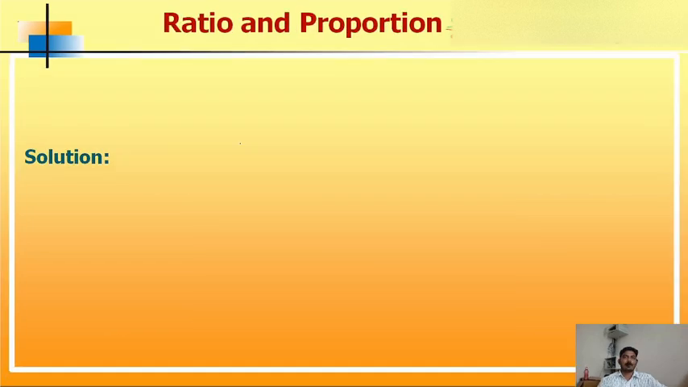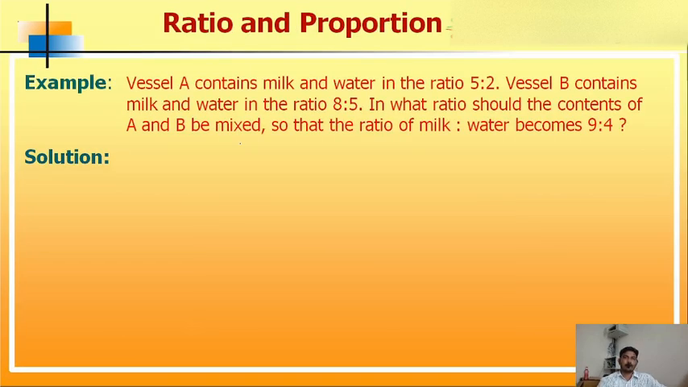And let us try to solve this problem also. So what it gave is vessel A contains milk and water in the ratio of 5:2, and vessel B contains milk and water in the ratio of 8:5. In what ratio should the vessels A and B be mixed so that the milk to water ratio becomes 9:4?